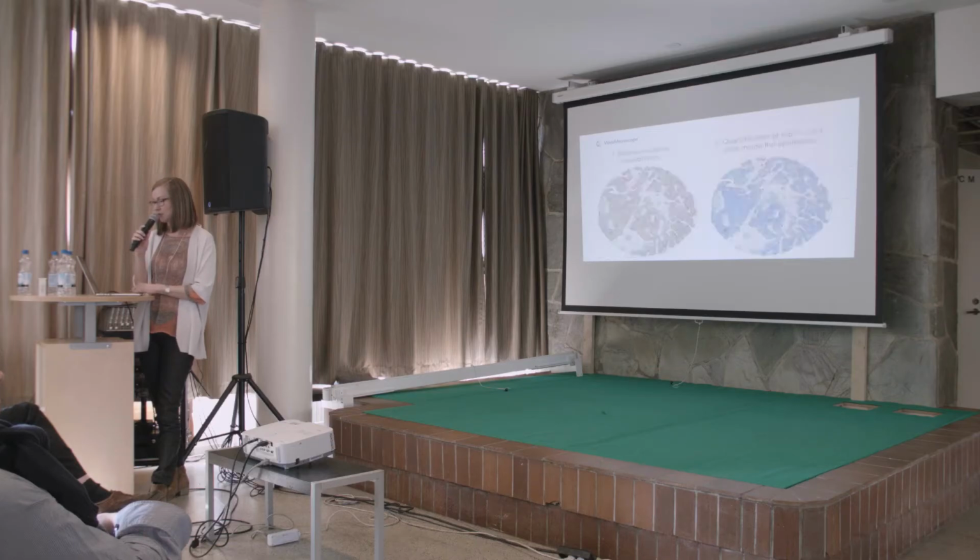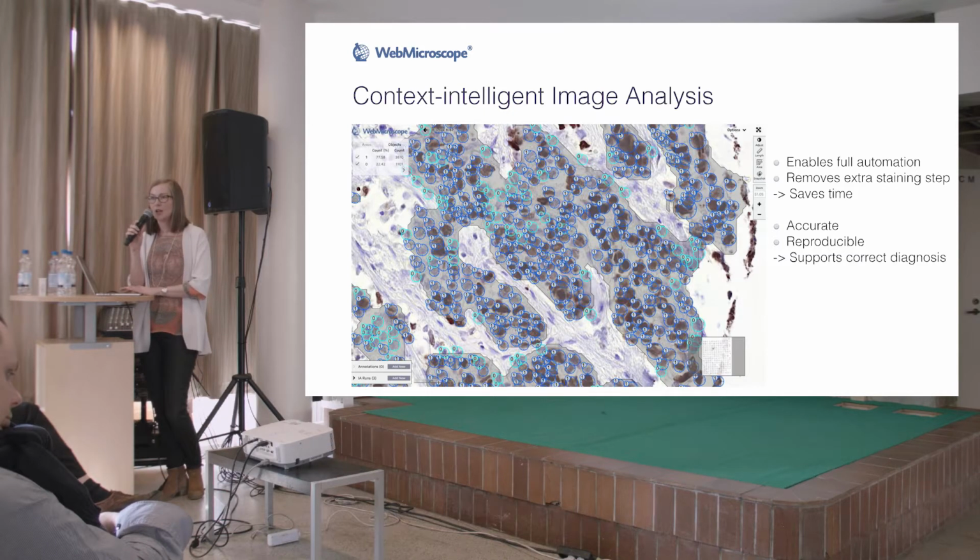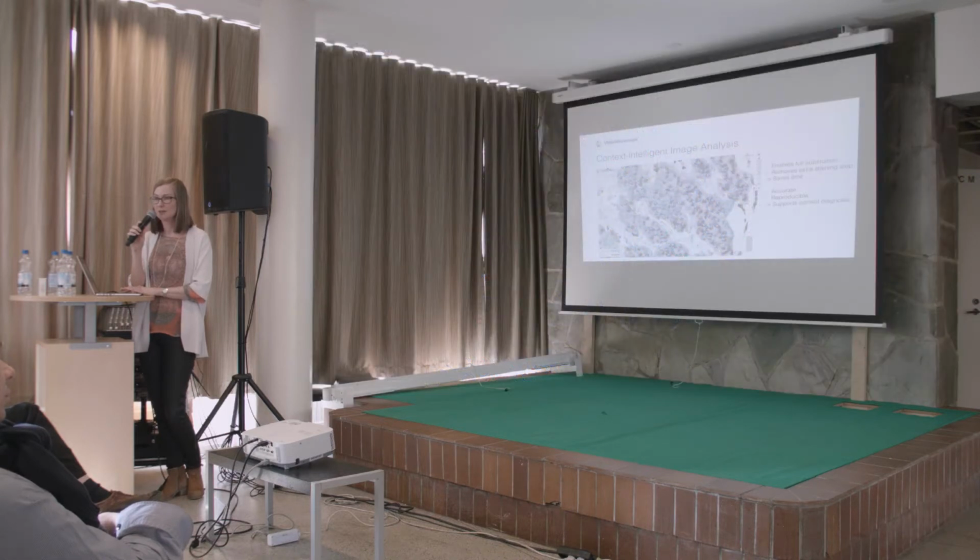Here's a closer look at the cellular level of the results. But basically, this sort of context-intelligent image analysis enables full automation of these image analysis tasks in this field. And this is something unique. There's no other solution on the market as of today doing this. And if you compare to visual manual analysis, it's of course sure that the machine does the quantification always the same way. It's tireless.